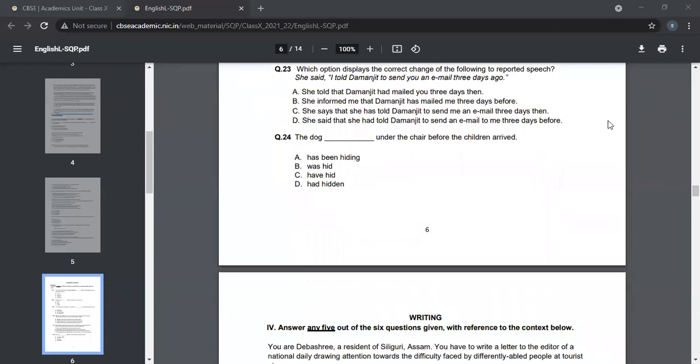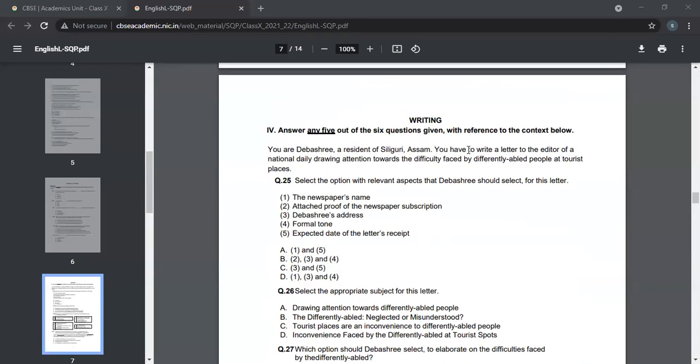The dog dash, this is based on tenses, beta. The dog dash under the chair before the children arrived. Has been hiding under the chair. The dog was hid under the chair. The dog have hid. The dog had hidden under the chair before the children arrived. The last option is the correct answer. Next, beta, questions on writing.